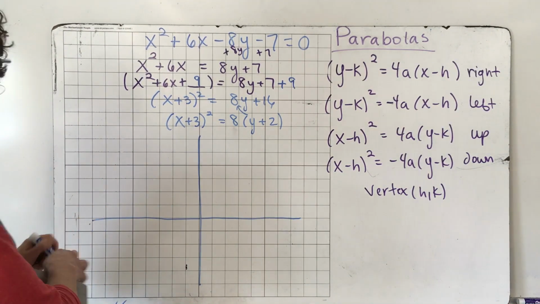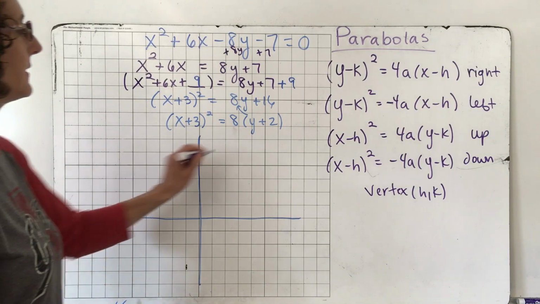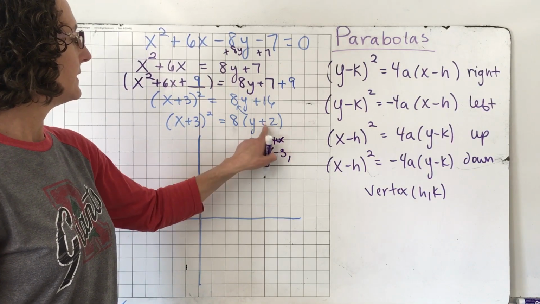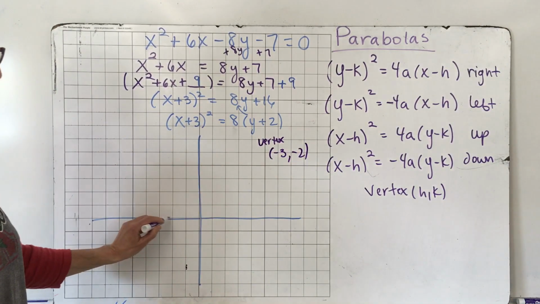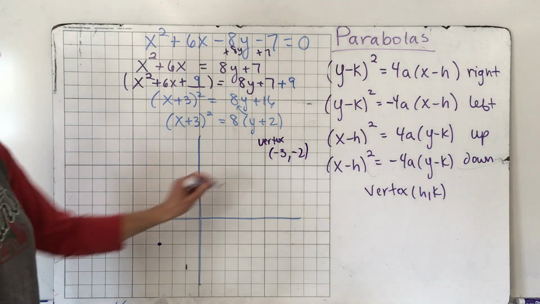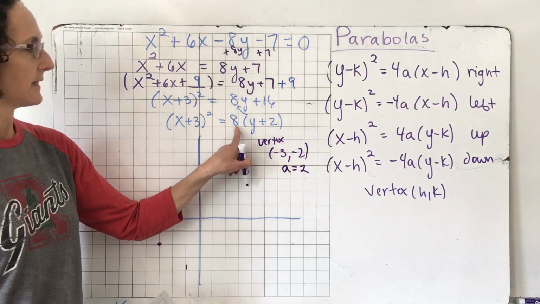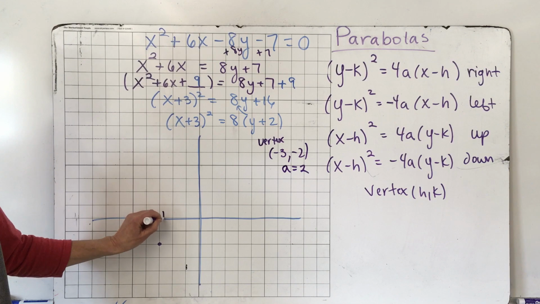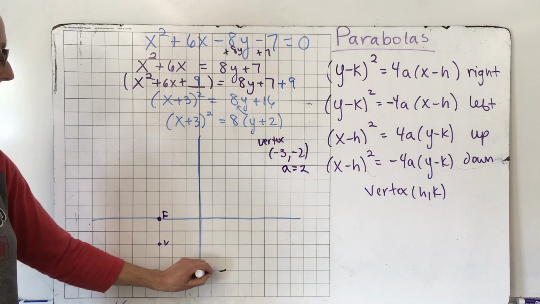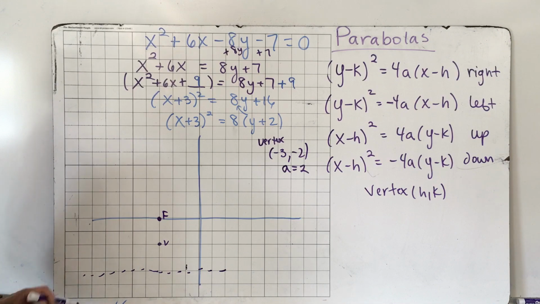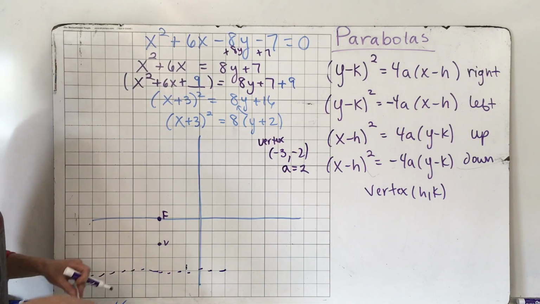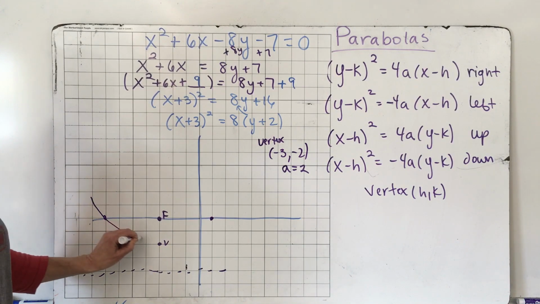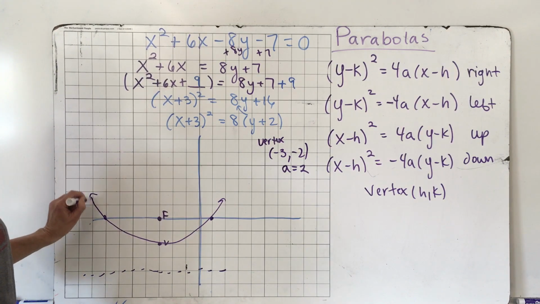Okay, so again, you always plot your vertex first. The vertex is the x first, so -3 and then -2. So -3, -2 is down here, okay? My a value is 2, because that's 4a. And that means that because it opens up, I have to go up 2 to put my focus, down 2 to put my directrix, and then my latus rectum points are 4 away, so I have to go out 1, 2, 3, 4, 1, 2, 3, 4, and voila, you've got a beautiful parabola.